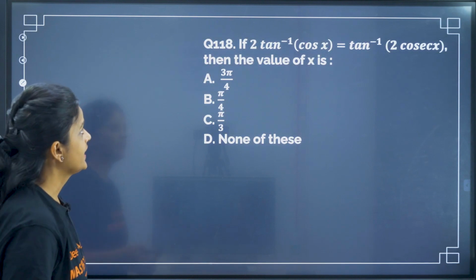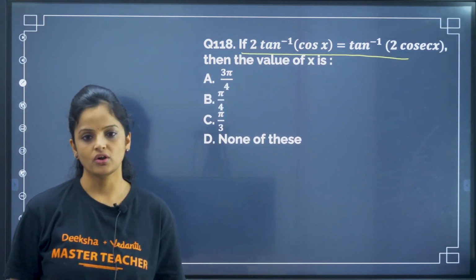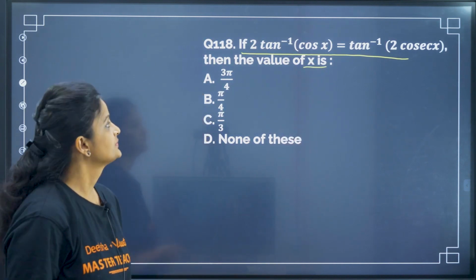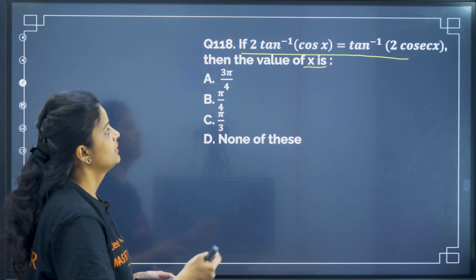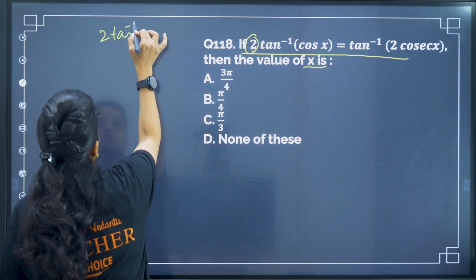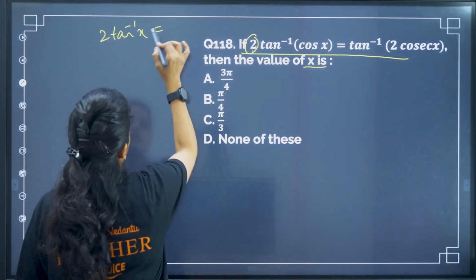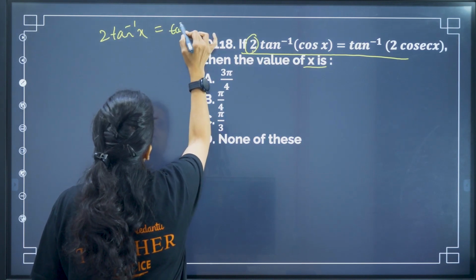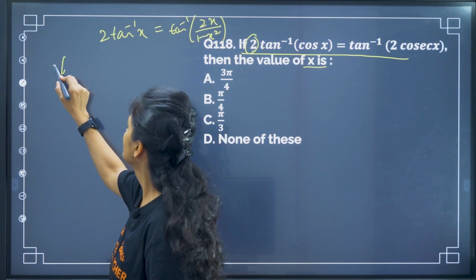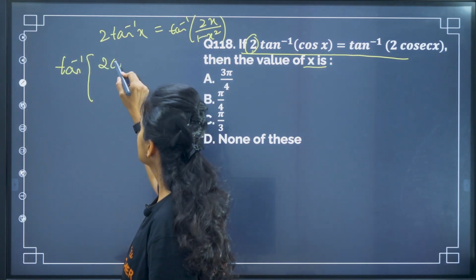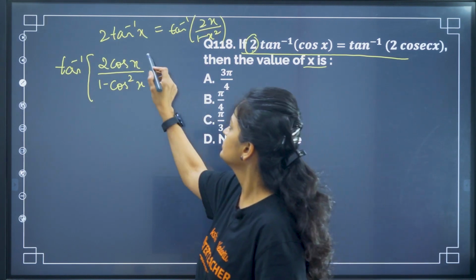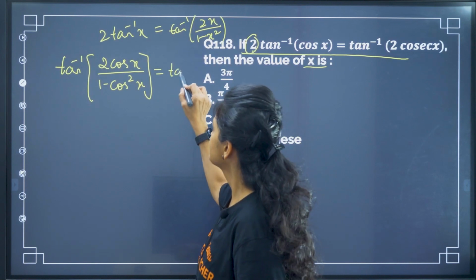Next question, 118th question. If 2 times tan inverse of cos x is equal to tan inverse of 2 times cosecant x, then what is the value of x? If it is tan inverse on both sides, I can eliminate that. But here 2 is sitting. If 2 is sitting like this, I cannot eliminate. So what will I do? I'll take the formula for the LHS. That is, 2 tan inverse x, we can write it as tan inverse of 2x divided by 1 minus x square. So bring that here. I'll get tan inverse of 2 cos x divided by 1 minus cos square x. In the place of x, we have to put cos x. This is equal to the same thing as in the question.